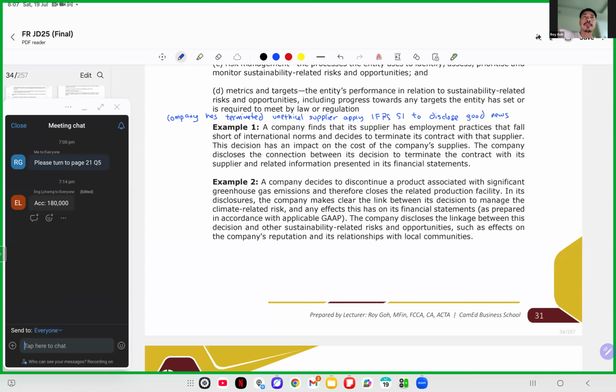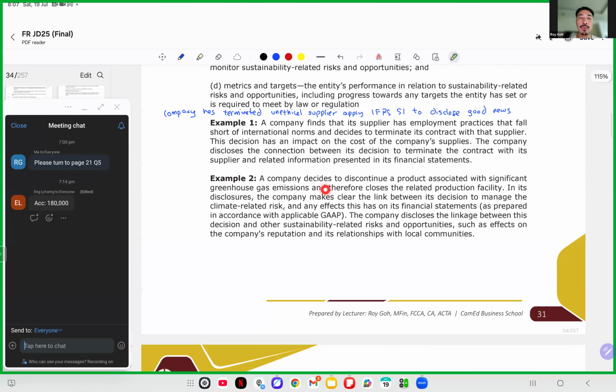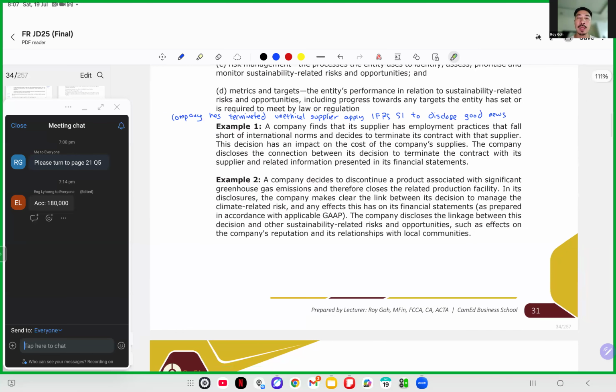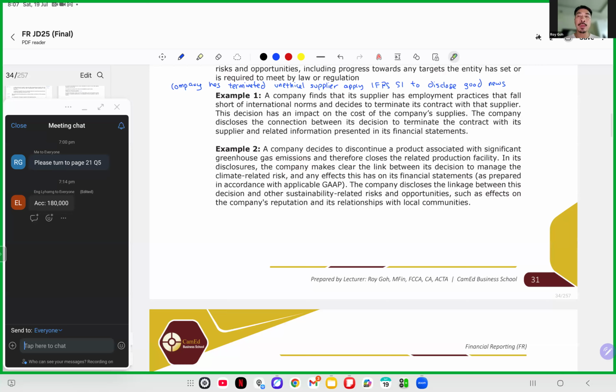Example 2. You used to make a product, and this product is harmful to the environment. There's a greenhouse gas, harmful. So you close the entire factory. You discontinue a product that's highly pollutive. So yeah, it's a good news also.